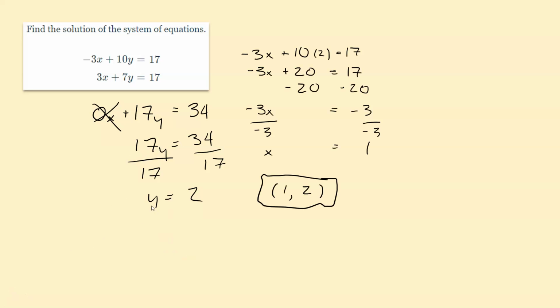All right, so here's the finished problem. I plugged 2 in for y in the first equation. So I got negative 3x plus 10 times 2 equals 17. So 10 times 2 is 20. Negative 3x plus 20 equals 17. Subtract 20 on both sides. So then you have negative 3x equals negative 3. 17 minus 20 is negative 3. Divide both sides by negative 3. So then you're left with x equals 1. Negative 3 divided by negative 3 is just 1. So x equals 1, y equals 2. You need to write that as an ordered pair. So that's (1, 2).